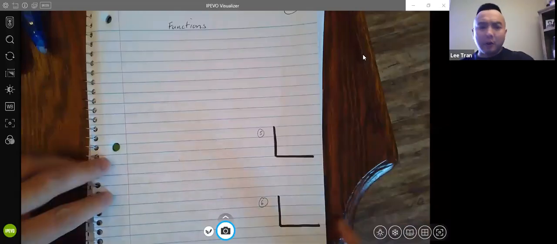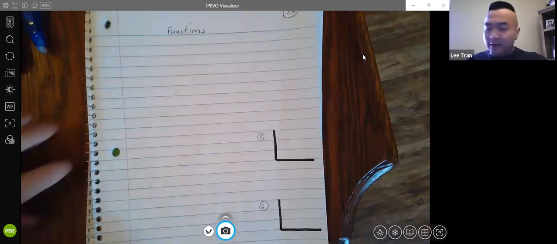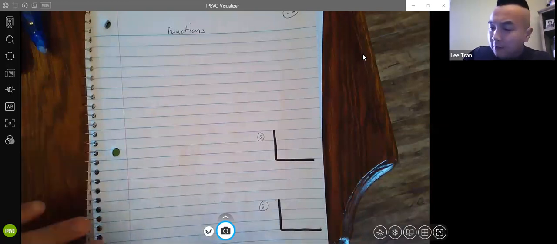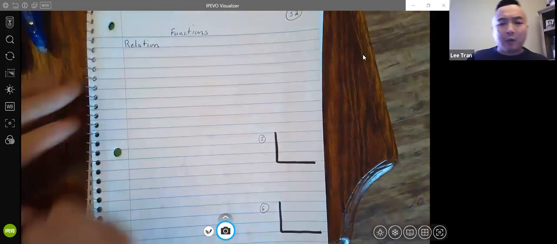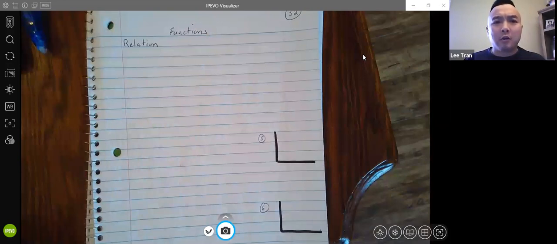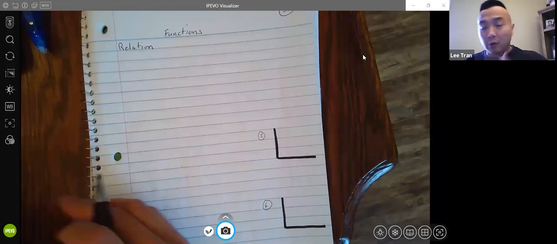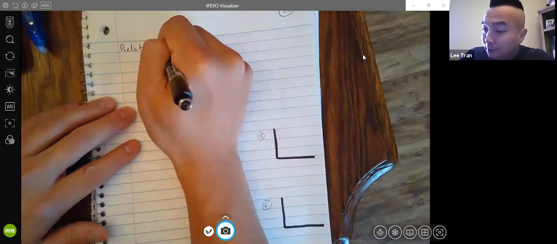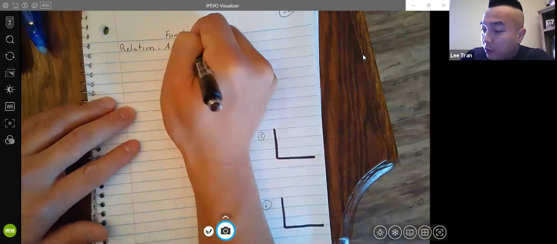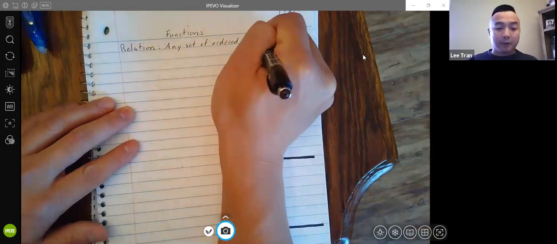Okay, so for functions, I'm going to give you a few notes at the top. The first and second ones are quick definitions. The first one is a relation. Basically everything we did yesterday with domain and range, all the problems you saw with sets of coordinates, sets of ordered pairs, those were relations. So a relation is just any set of ordered pairs.